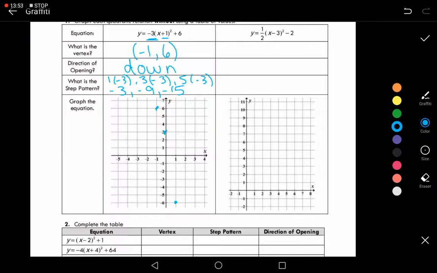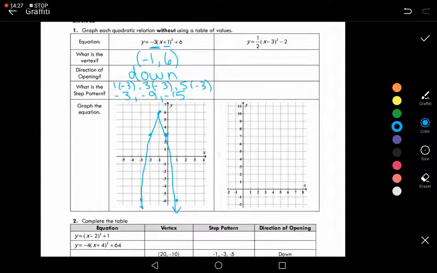So I can go over 1 to the left now, down 3. From there, over 1, down 9. Okay, and then the last step is simply to connect those dots to form your parabola shape, which hopefully will look a little bit better than mine. Okay, so that is how we use the step pattern to graph these functions.